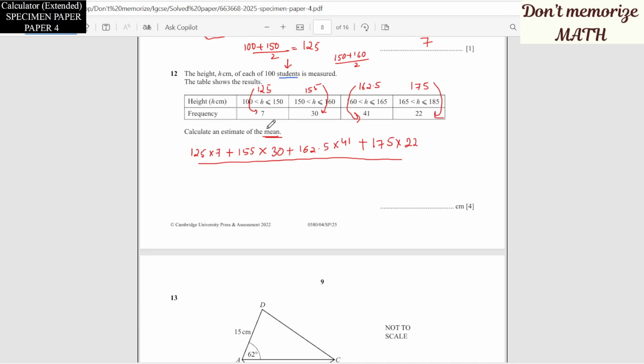Here the frequency is the number of students, so the total frequency will be the total number of students. The total number of students is already given, so you can just divide by 100. Now you can use the fraction button in the calculator: 125 times 7 plus 155 times 30 plus 162.5 times 41 plus 175 times 22, whole divided by 100.